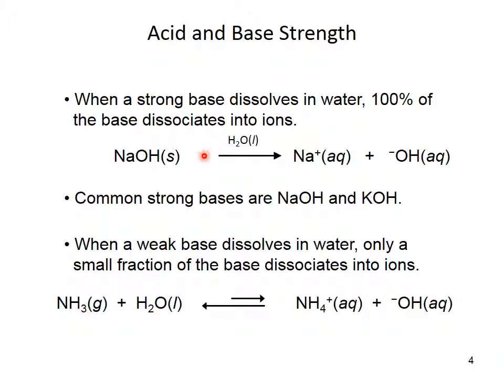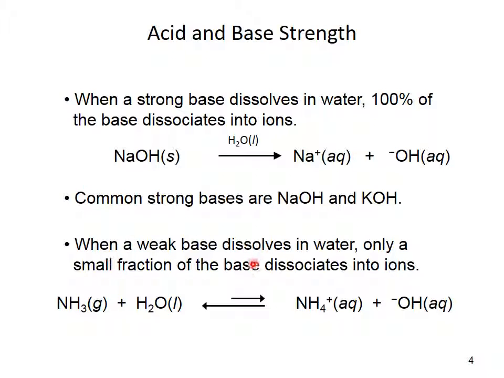A base is just the same way. A strong base will dissolve in water completely and completely dissociate. So if you make 1 molar sodium hydroxide, there's none of this left stuck together. What is it? It's all separated in solution. And we show a single arrow. Common strong bases are sodium hydroxide, potassium hydroxide, lithium hydroxide. Those are some common strong ones.